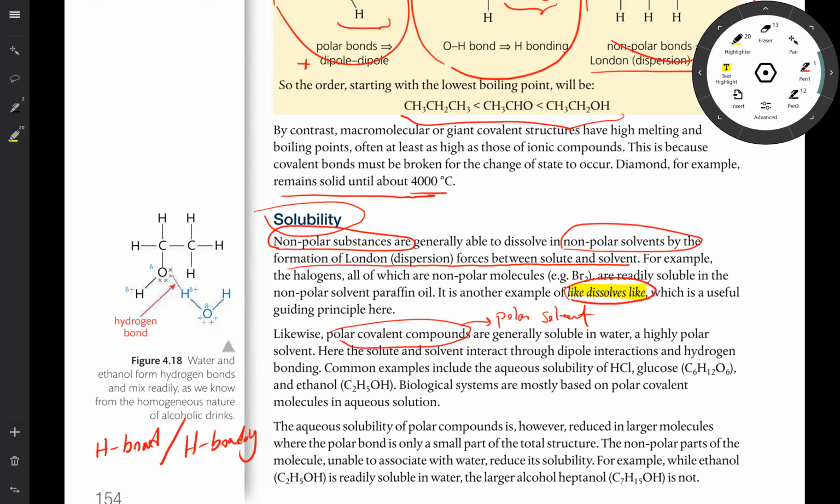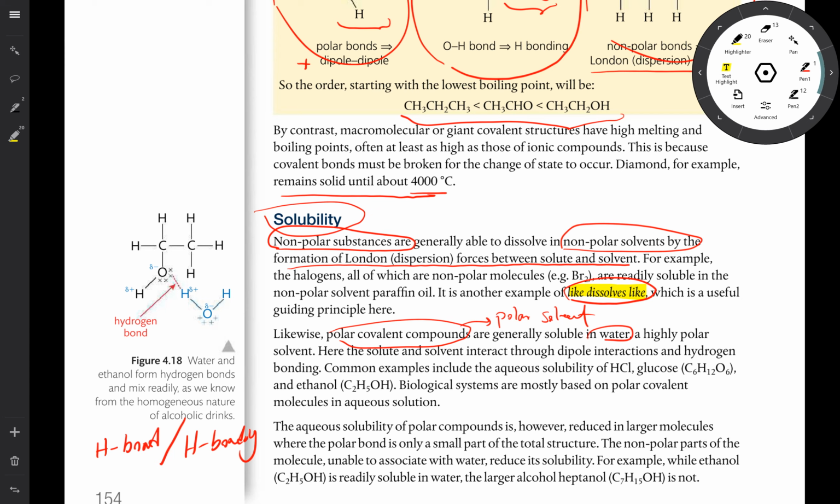The same thing can happen for covalent compounds. When you mix two covalent compounds, when the solute is covalent and polar, and you put it in polar solvents like water, water is an example of a polar solvent. There would be dipole-dipole attraction between the molecules of the solute and the molecules of the solvent. So a polar solute can be dissolved in a polar solvent like water.